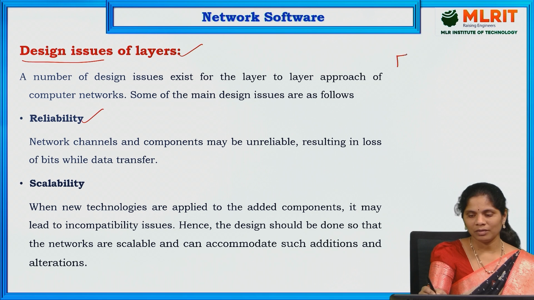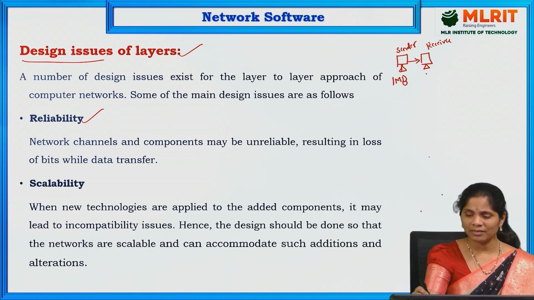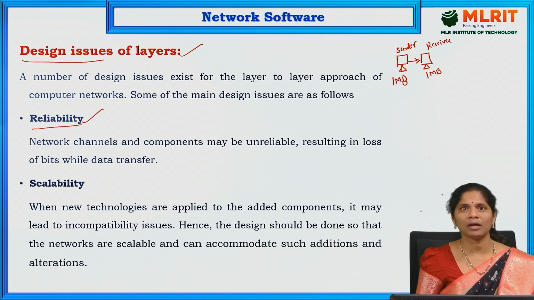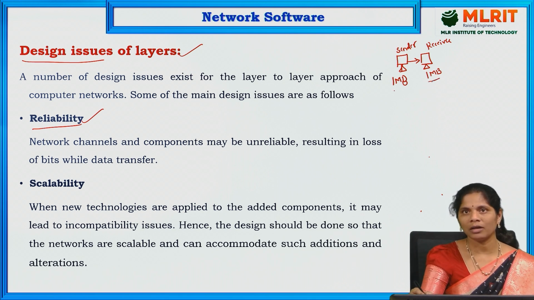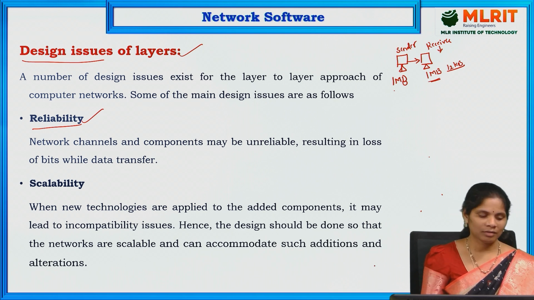Suppose I want to send data from one device to another device. I am sending 1 MB of data from this device. This is the sender and this is the receiver. If I transfer 1 MB of data from sender to receiver, and the receiver also receives exactly 1 MB, that is a reliable connection. The total data is transferred to the receiver. If the receiver received only 12 KB of data, there may be loss of data. That is not reliable. That is nothing but reliability.